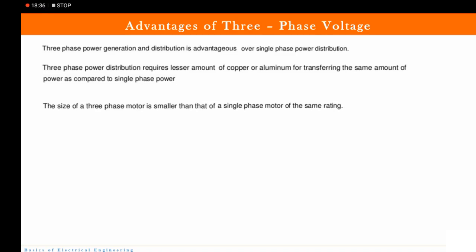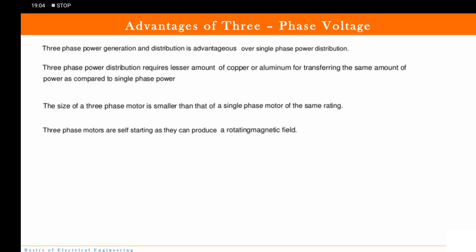Now the size of the 3-phase motor is smaller. We know that miniaturization is a very important point in our day-to-day life. We want everything to be thin, small, correct? Earlier we were using big TVs, now they have become very thin. Similarly, mobile phones. So if the size of the motor becomes small, then we would prefer it, isn't it?